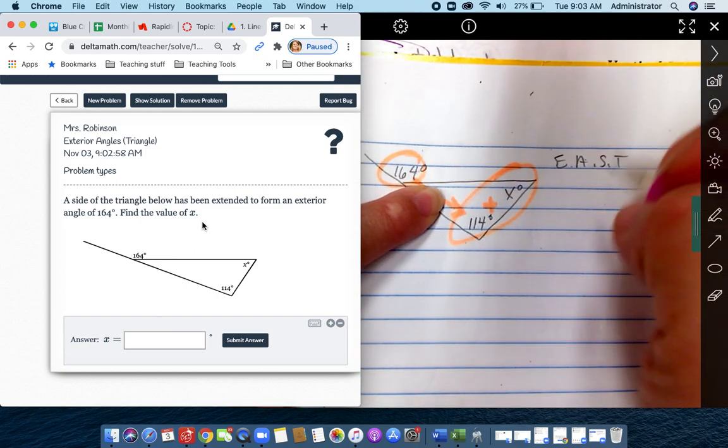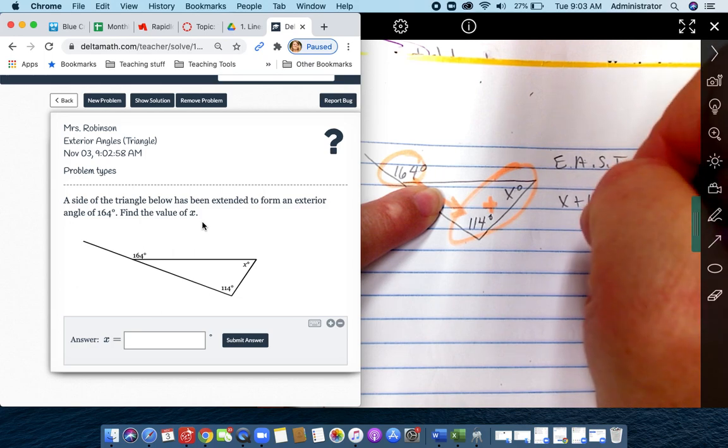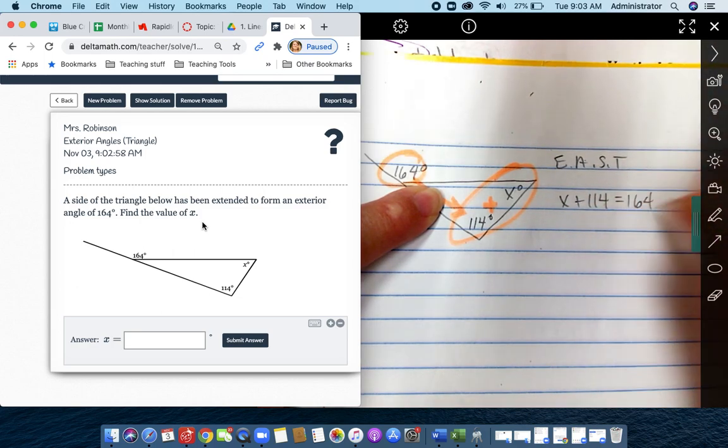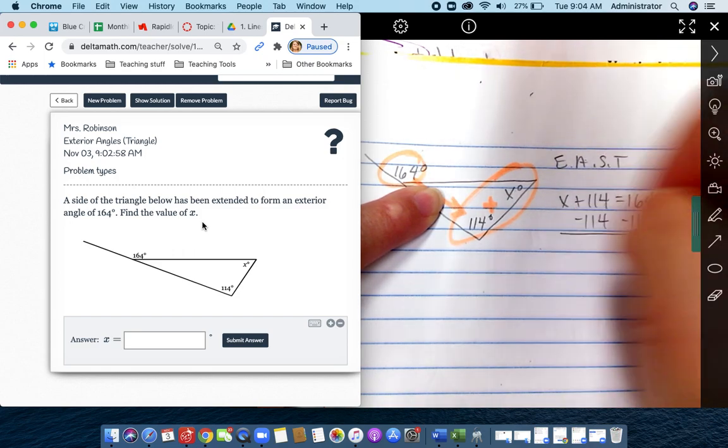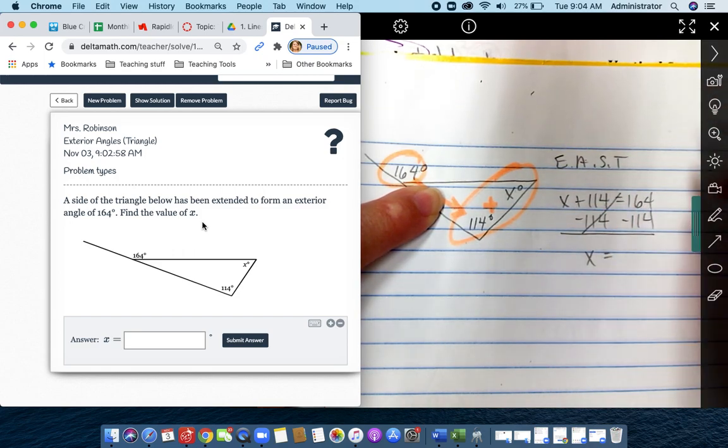So I'm going to just set up an equation. So x plus 114 is equal to 164. Then to solve, I can just subtract the 114 from both sides, and that leaves 50 degrees.